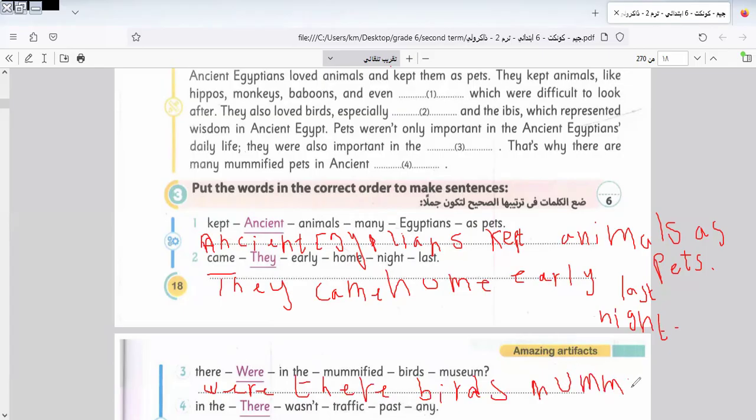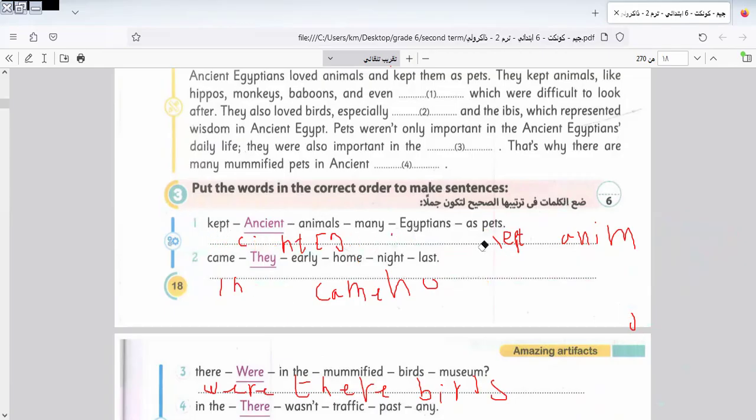Were there birds mummified in the museum? I put a question mark at the end of the sentence. We must take care when we answer, whether the sentence is a question or a statement form. Let's go to another one.